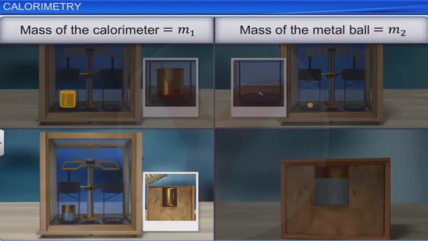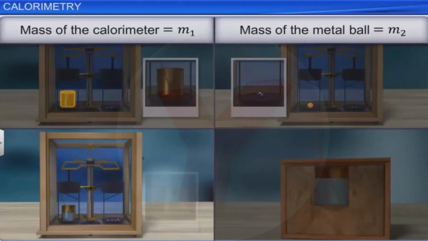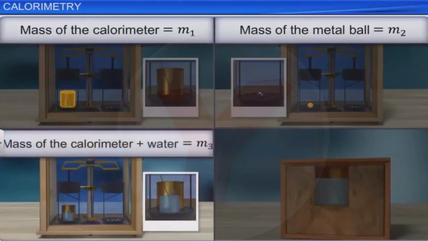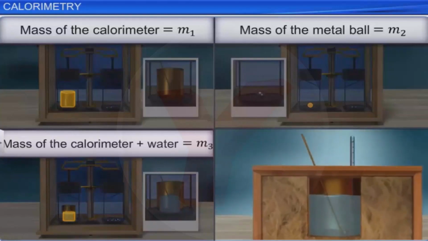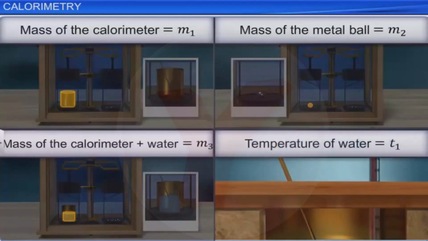Pour sufficient water into the calorimeter. And then the mass of the calorimeter and water is found to be M3. Then the mass of the water is equal to M3 minus M1. Note the temperature of the water. Let it be T1.